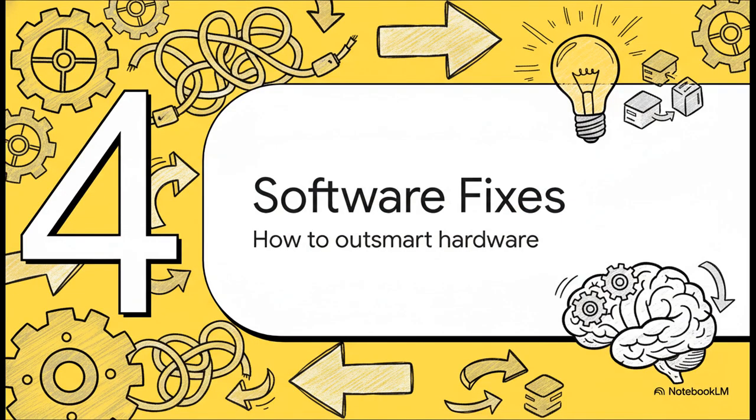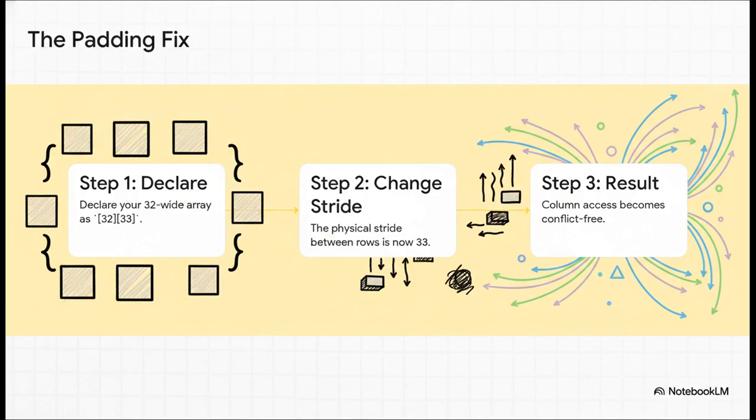So obviously, we need to fix this. How in the world do we break up this massive memory traffic jam? Well, lucky for us, we can outsmart the hardware with a couple of classic software tricks. The easiest, most common fix is called padding.